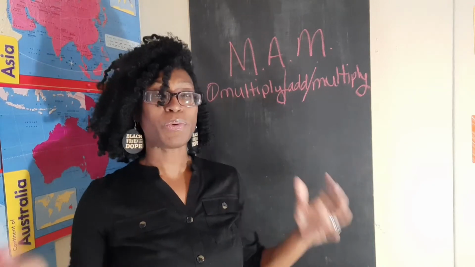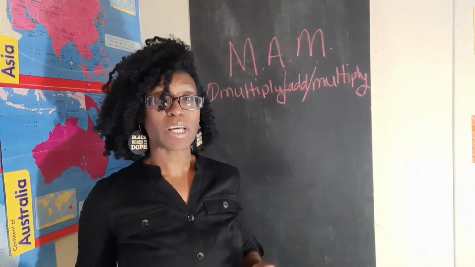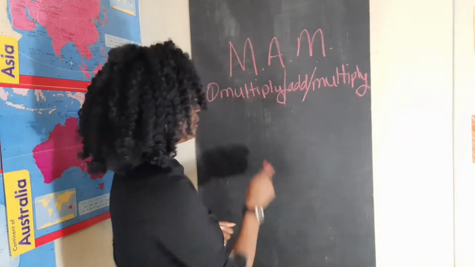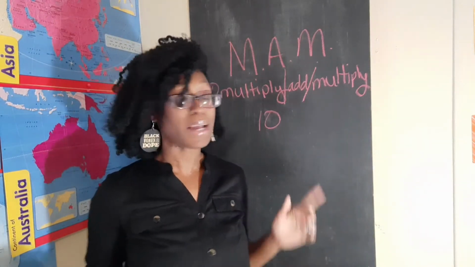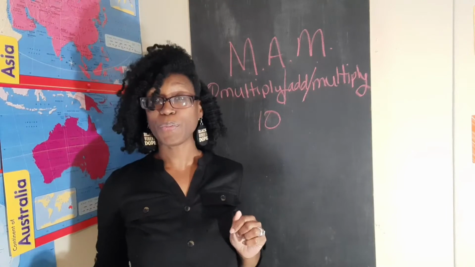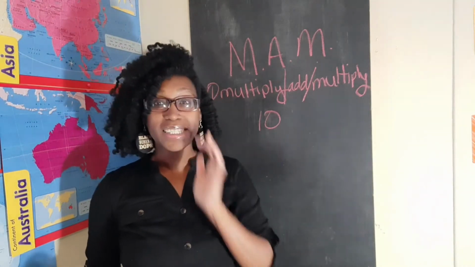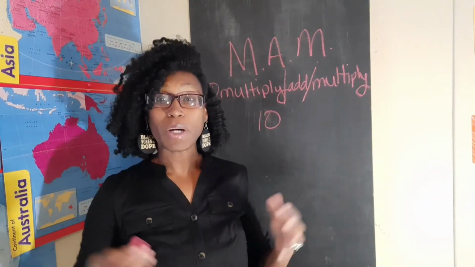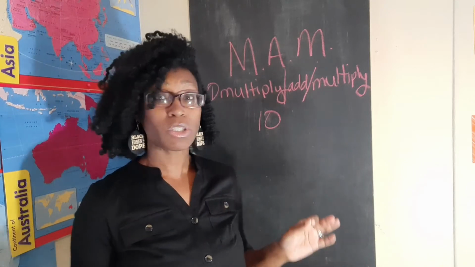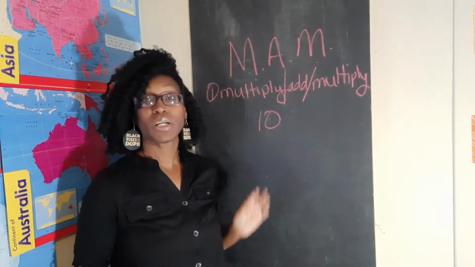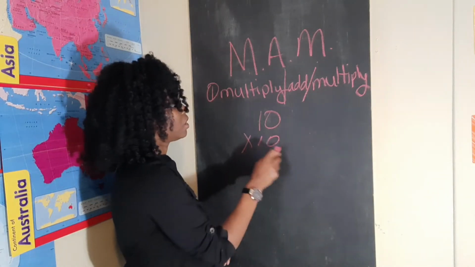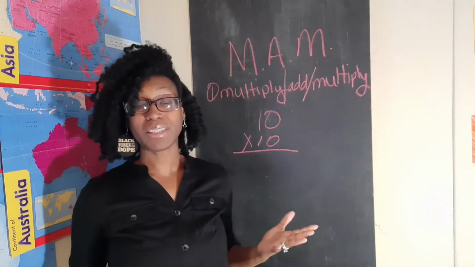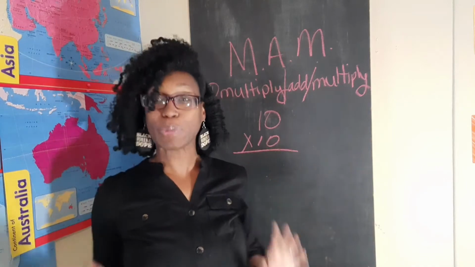All right, so what do we mean when we say multiplying doubles? Take the number 10, for instance. Nice and easy. We all know the number 10, correct? 1 and 0 make the number 10. When you multiply doubles, you're just multiplying 10 twice. You're multiplying the same number with itself. So 10 times 10 is an example of multiplying a double.